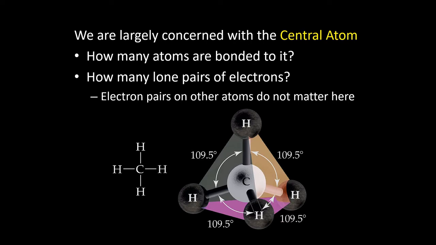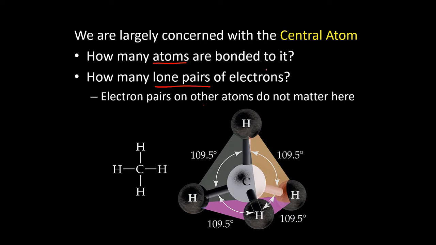So, when we're looking at our molecules here, we are going to be largely concerned with the central atom, especially for our purposes in this class. Like I said, we could take this to more complicated molecules and it would still work, but we're going to look at just molecules where there's a central atom and then things attached to it. That's all we're going to concern ourselves with. So what we're looking at here is how many atoms are bonded to the central atom and how many lone pairs are on the central atom.